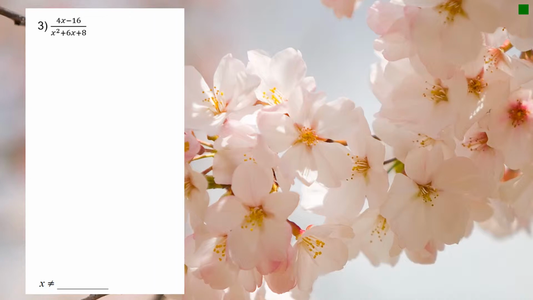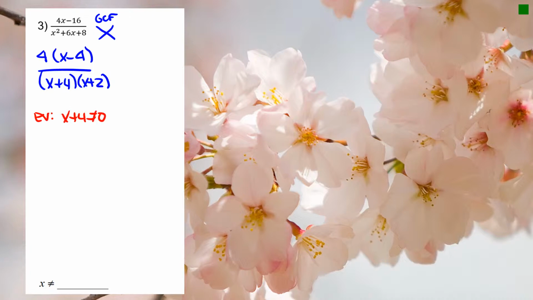Step 1, up on top, I am going to factor using the GCF. I'm going to take out a 4, and I get 4 times X minus 4. On the bottom, I'm going to use the big X. It comes out to X plus 4 times X plus 2. So I'm going to go to my excluded values, skipping the canceling first. X plus 4 can't be 0, so X can't be negative 4. X plus 2 can't be 0. Subtract 2, so X can't be negative 2. So your excluded values are negative 4 and negative 2.